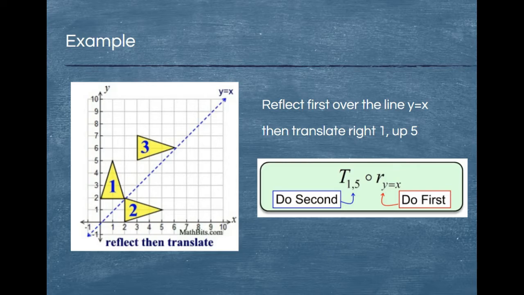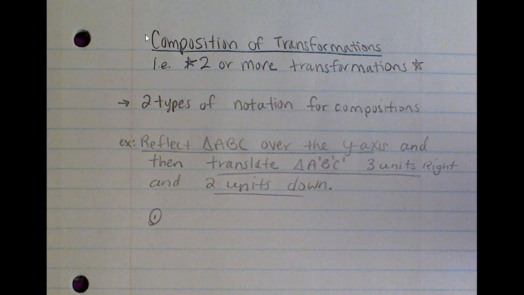I'm going to flip to my notebook and show you another way that you could also write the notation. Okay, so we got our title. I would jot down something like 2 or more transformations, or more than one transformation. Here are the two ways that you could write out the notation. So the first one I just showed you with the little circle. I'm going to do it for this example. So let's say we have triangle ABC. We want to reflect over the y-axis first and then translate that image 3 units right and 2 units down.